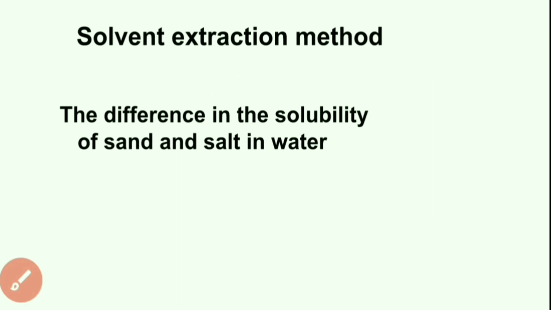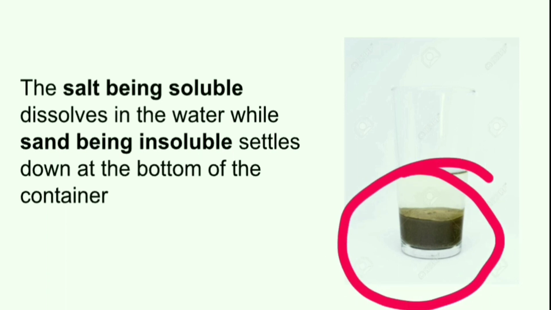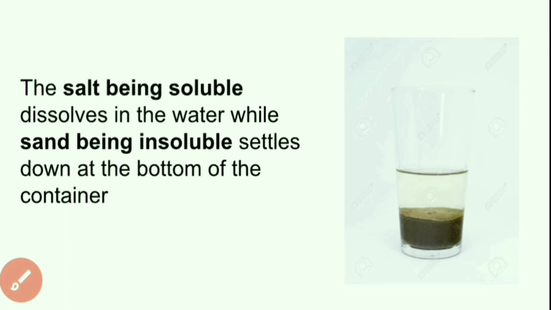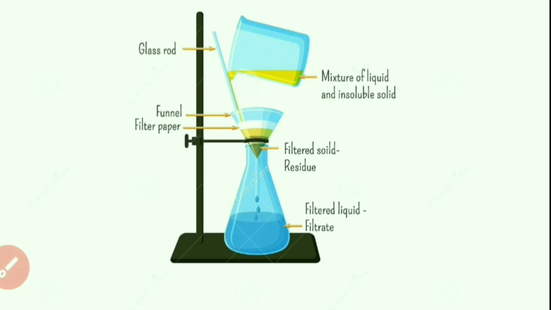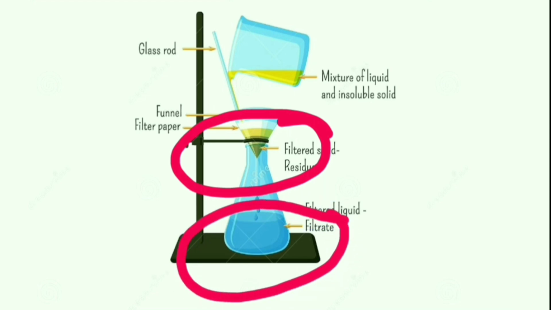We all know that sand is insoluble in water and salt is soluble in water. So what happens is that salt, being soluble, dissolves in water, while the sand, being insoluble, settles down at the bottom of the container. Now we take this mixture and we filter the solution. The entire solution is filtered through a filter paper and we get the sand over the filter paper as a residue, while the salt solution is obtained in the container as a clear solution.